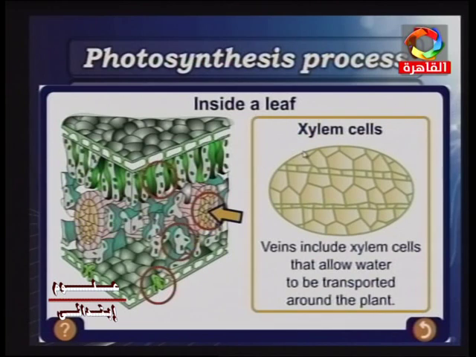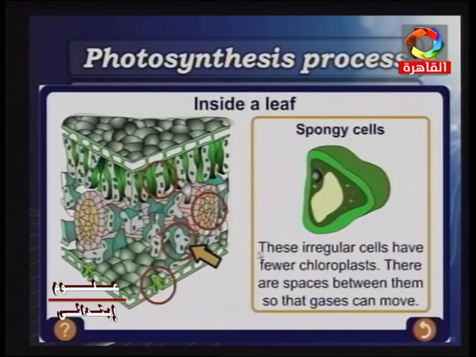Second, we have the xylem cell. Xylem means wood, and it allows water to be transported around the plant. Xylem is found in the leaf and in the roots. After that, we have the spongy cells, found inside this layer, which move the air, water and juices inside it.